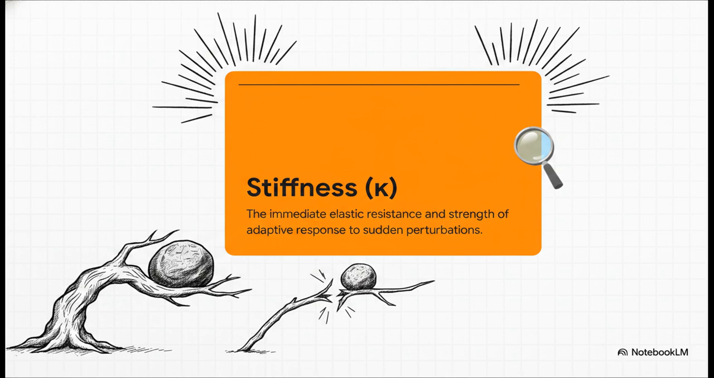Lever 2 is stiffness, or kappa. If depth is your overall limit, stiffness is your immediate pushback. Imagine for a second the difference between trying to snap a dry, dead twig versus bending a live, green branch. The dry twig has incredibly high stiffness. It resists with rigid force right up until it breaks. Stiffness dictates exactly how hard a system pushes back the very instant it gets disturbed.